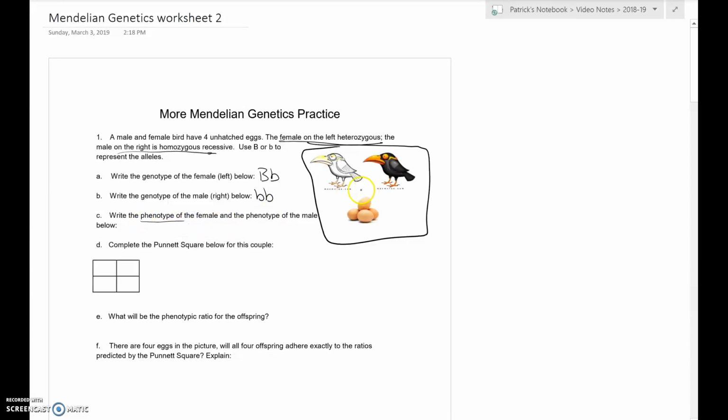So the phenotype, again, is what they look like. So we're looking at these pictures and figuring out, well, what is different about them? It's the color of them. So the phenotype of the female would be white, and the phenotype of the male on the right would be black for these birds, of whatever type of bird this is.